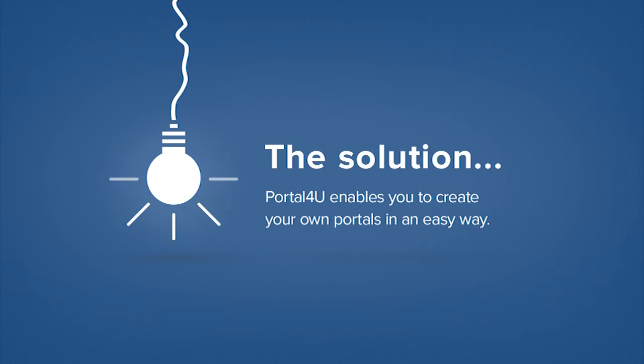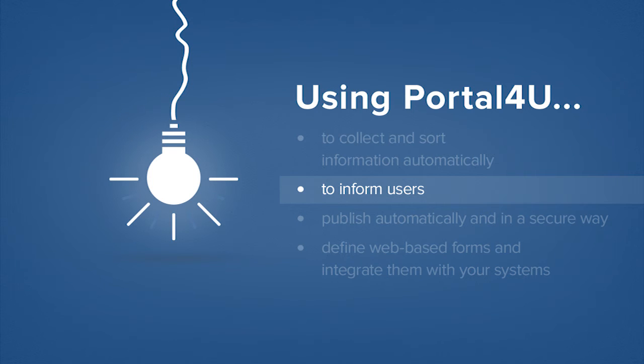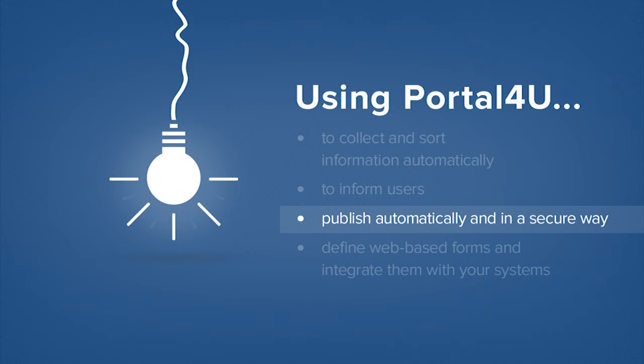All these issues have been made our central point of interest in developing Portal for You. Because Portal for You makes use of Orbis TaskCentre, it is able to collect all necessary data from various databases automatically and sort this data per user or user group. With the help of Orbis TaskCentre, Portal for You can automatically inform the user of important changes or additions to the portal. Portal for You publishes data on the internet automatically and securely in the style you want.